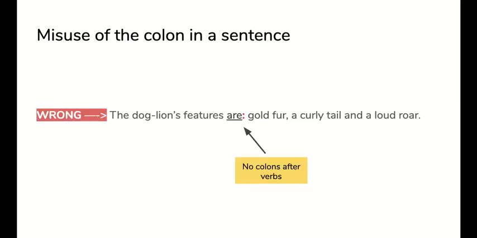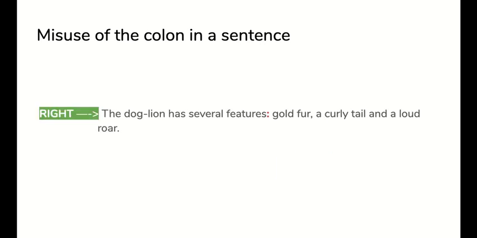Here's another example. This one's wrong: The dog lion's features are. We don't put colons after verbs. So we fix it by just taking the are out, take that verb out. We still have a verb in the sentence, the verb has. And several features is what we're going to be informing the reader about with the colon.